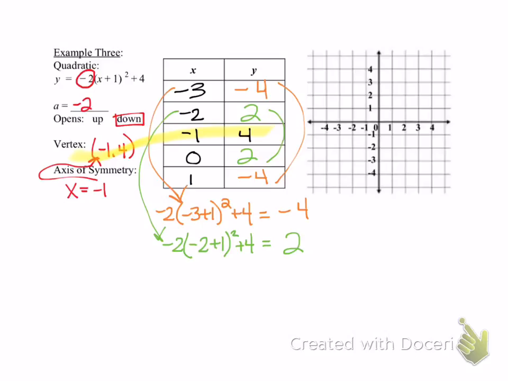So let's go ahead and transfer that to our graph. We've got (-3, -4). We've got (-2, 2). We've got (-1, 4). We've got (0, 2), and we've got (1, -4). We're going to go ahead and connect the dots, draw our arrows, and last but not least, we have to graph the axis of symmetry, which is a vertical line through that vertex.